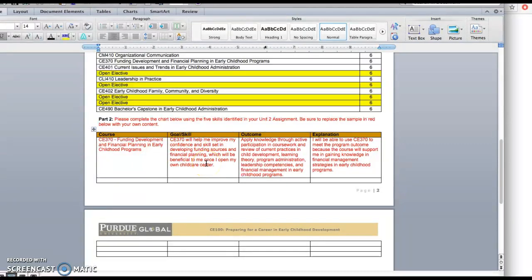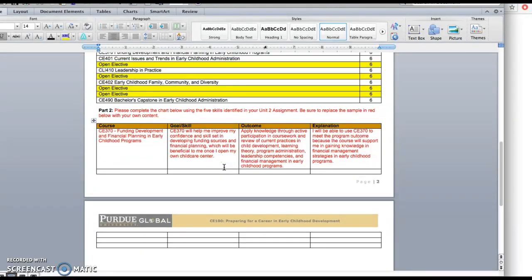Then they're going to put their goal or skill that they hope to gain while they are in this course. So CE 370 will help me improve my confidence and skill set in developing funding sources and financial planning, which will be beneficial to me once I open my own childcare center. Okay, so it needs to be in their own wording, but hopefully that assignment that they did in Unit 2 is really going to help them be thinking about their goals.